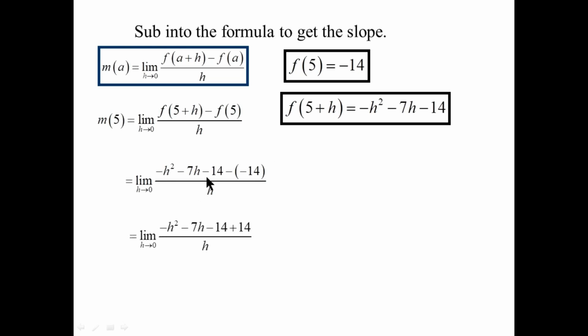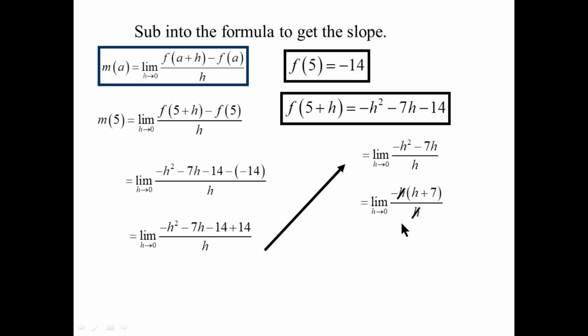Simplifying that expression, negative and negative is positive. Negative 14 plus 14 offsets, leaving that behind. Common factor, take out the h. Now, the h's cancel, and we do a process called take the limit.